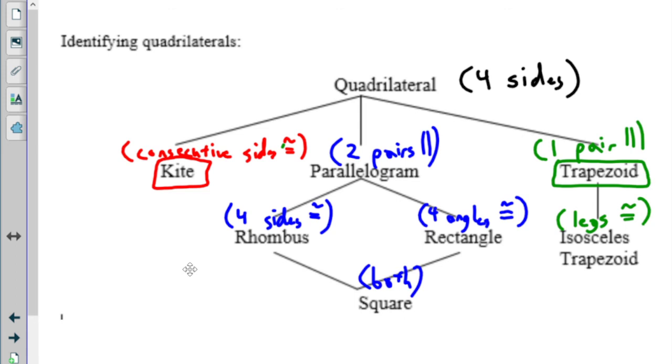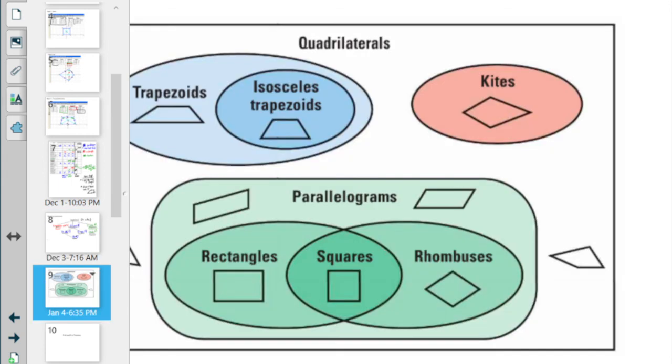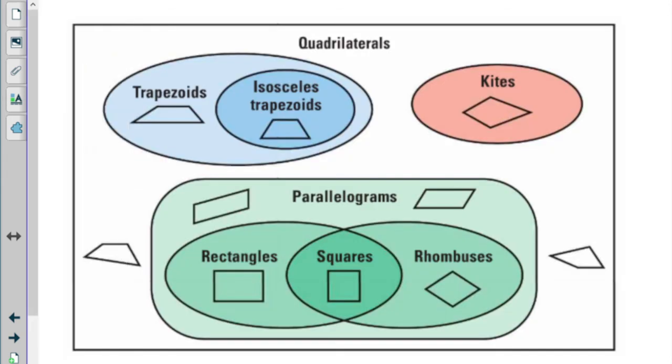And just to give one more visual of what this looks like. Out in the white section here, we have the general quadrilaterals, where all we notice is that it has four sides and it doesn't fit in any of our categories. In blue are the trapezoids. Some of those trapezoids are isosceles. Over in red, we have the kites. And in green, we have our parallelograms.